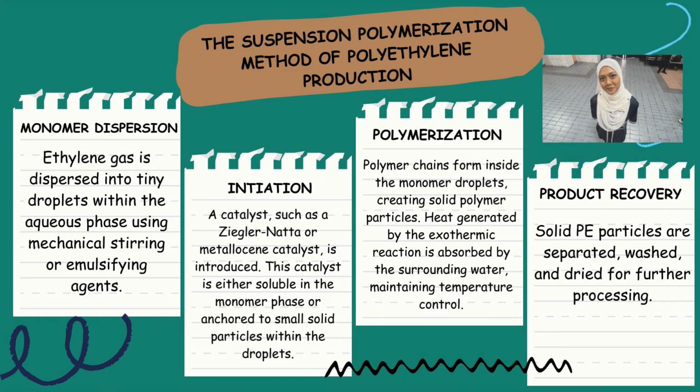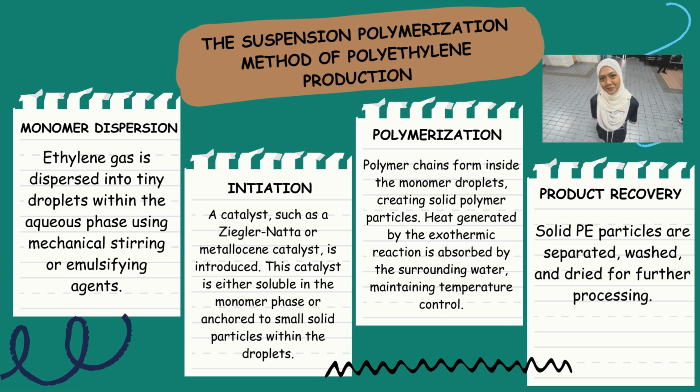Okay, the first one is monomer dispersion, where the ethylene gas is dispersed into tiny droplets within the aqueous phase using mechanical stirring or emulsifying agent. And then the second one, initiation. A catalyst such as a Ziegler-Natta or metallocene catalyst is introduced. The catalyst is either soluble in the monomer phase or anchored to small solid particles within the droplets.